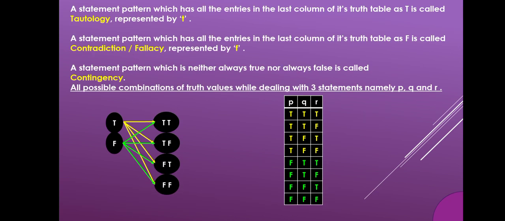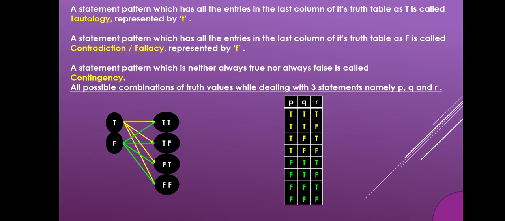A statement pattern which has all the entries in the last column of its truth table as T is called tautology, represented by small t. A statement pattern which has all the entries in the last column of its truth table as F is called contradiction or fallacy, represented by small f. A statement pattern which is neither always true nor always false is called contingency.